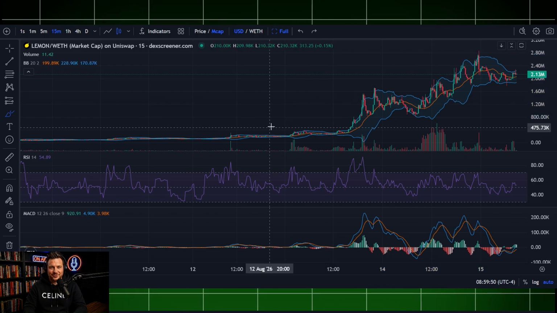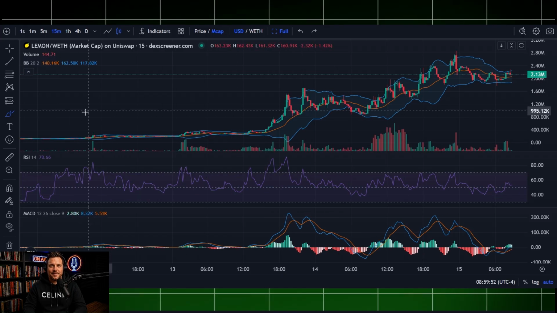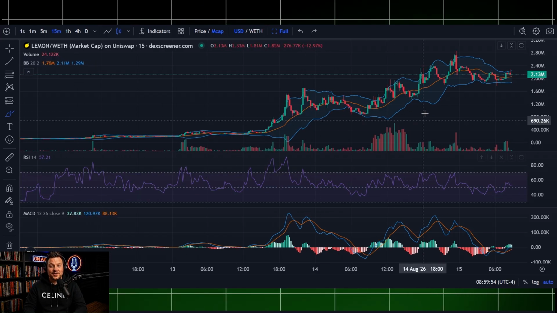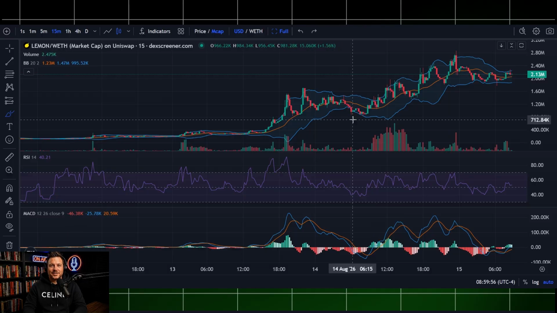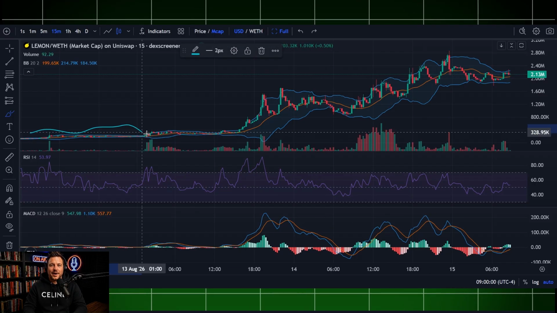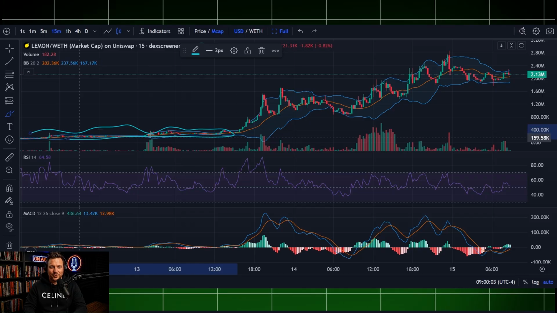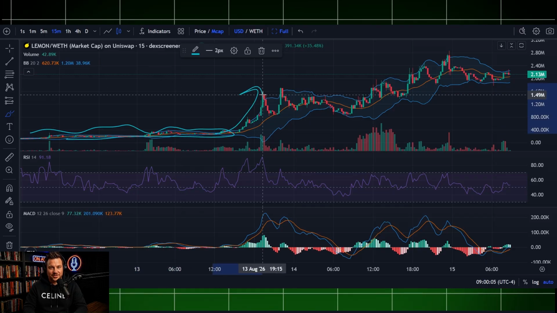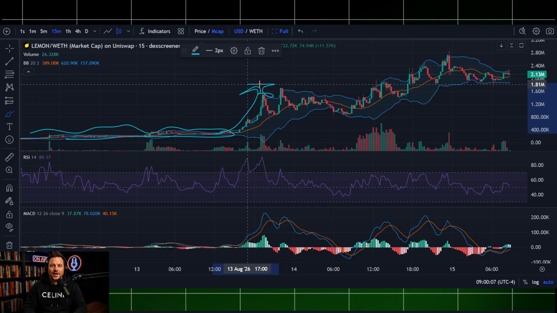Now let's jump into this 15-minute chart on Dexscreener. First, look at the accumulation zone. The price spent a decent amount of time moving sideways around the 200,000 to 300,000 market cap range. Then boom, the first major impulse wave hit, pushing the token all the way toward roughly 2.8 million.